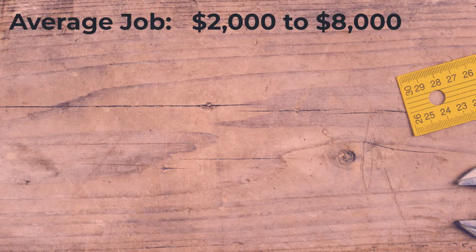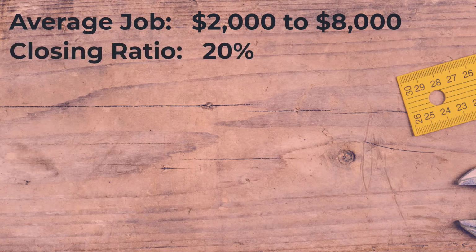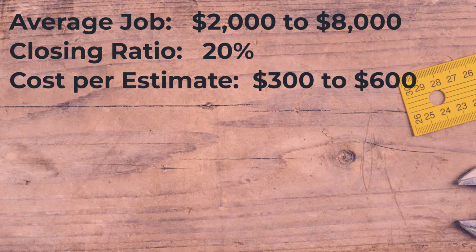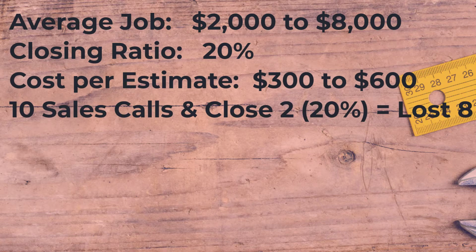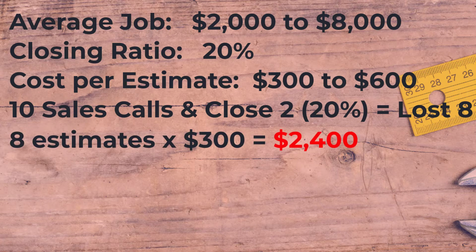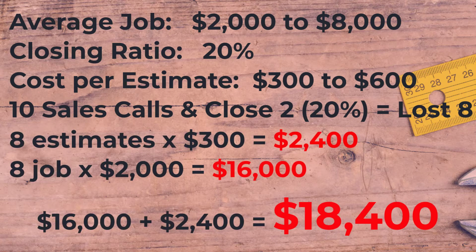Think about it. A typical job is $2,000 to $8,000. The average closing ratio is less than 20%. And the cost to run an estimate is around $300 to $600. So if you ran 10 sales presentations, the cost on the low end is $18,400, which were sales for you to lose.